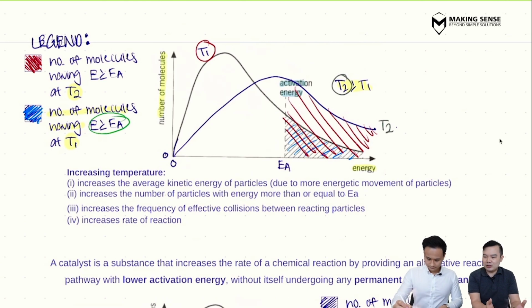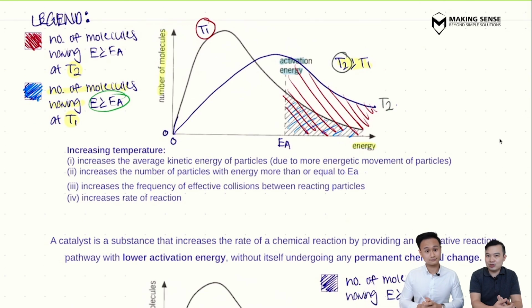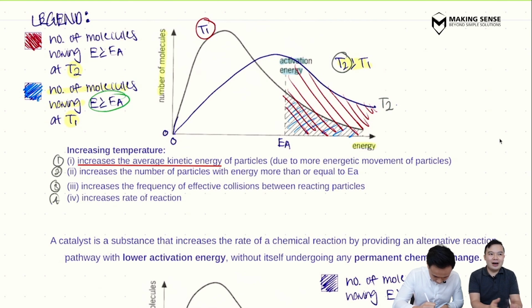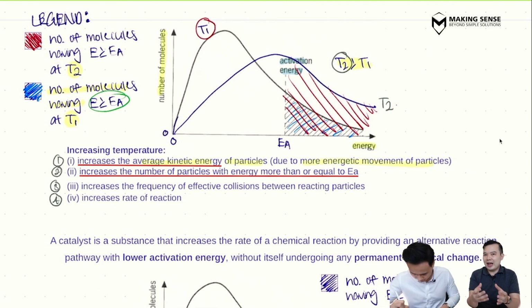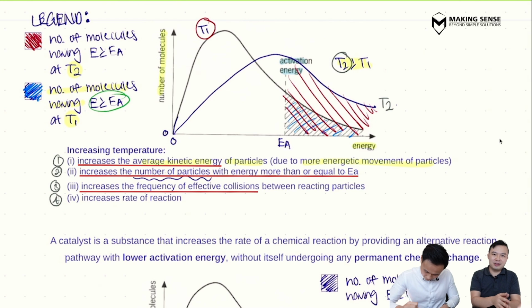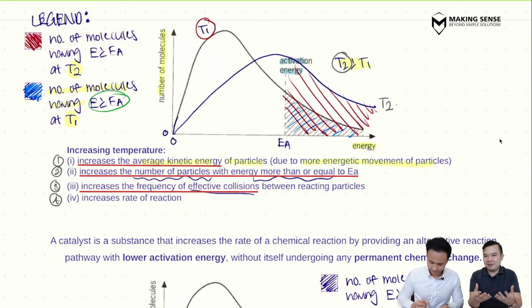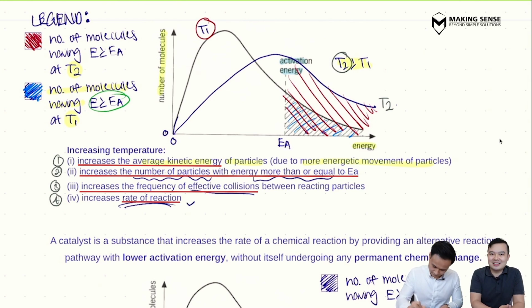Lastly, the most important thing is always to explain what the graph is trying to illustrate. So these are the 4 points that are most important. An increase in temperature always increases the kinetic energy, which means that there's going to be more particles possessing energy beyond the activation energy. So that actually translates to an increase in the frequency of effective collisions, which eventually ends up with an increase in the reaction rate. Okay, so the 4 points will give you the 2 marks eventually.